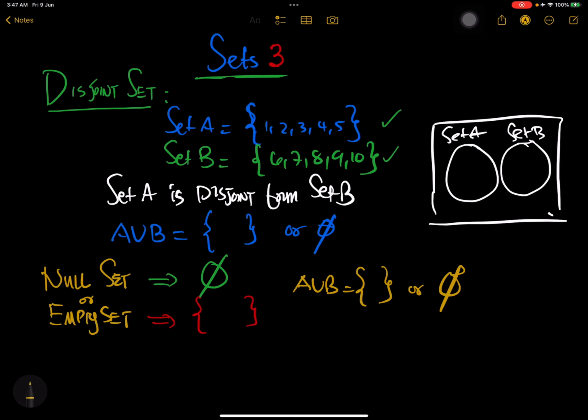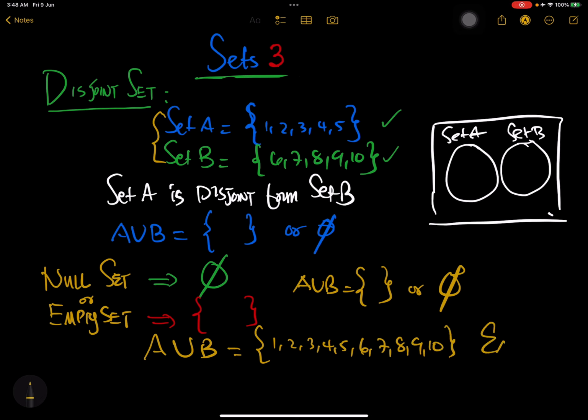If you look at set A and set B, there's nothing common between them. Sorry, the thing I want to talk about is intersection. A union B, we are able to do A union B, which is 1, 2, 3, 4, 5, 6, 7, 8, 9, and 10. It's possible. So A union B rather exists.